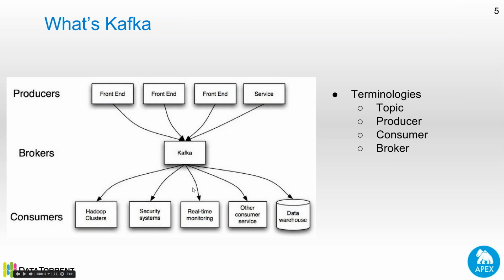So basically, on a higher level, it just maintains feeds of messages called topics. It has producers, which are just simple processes that publish messages to the Kafka topic. Then we have brokers, which are servers, and which communicate between the producers and consumers. Consumers are just the processes that consume the messages from the brokers.